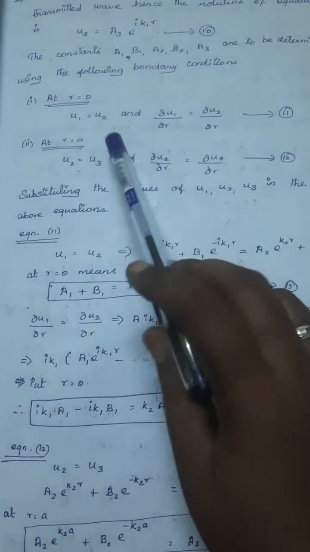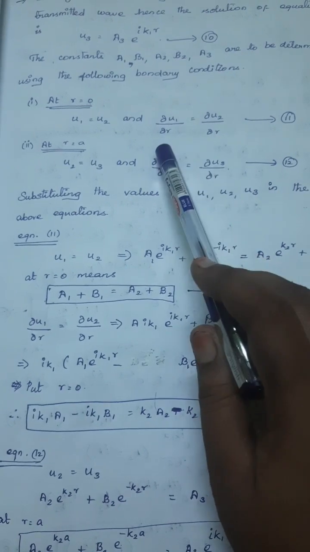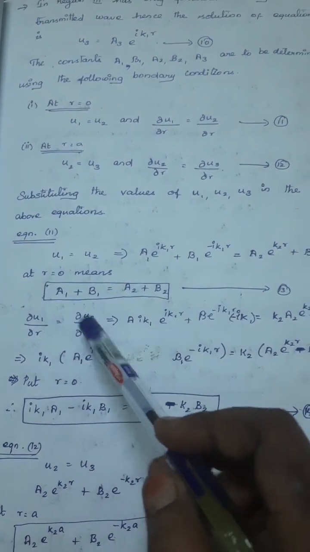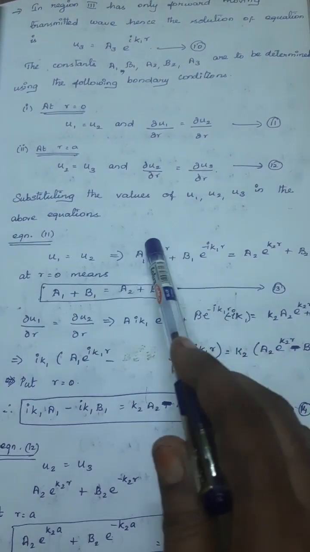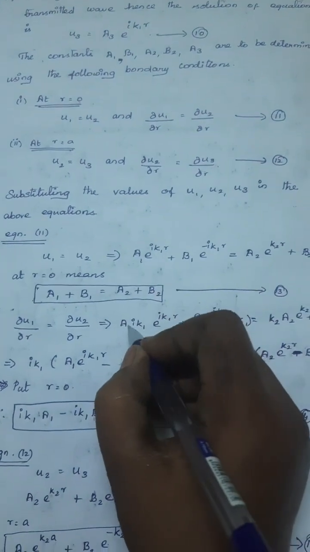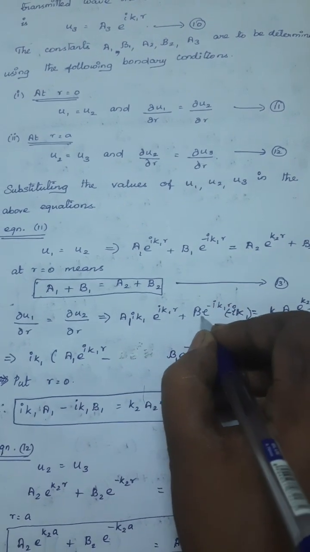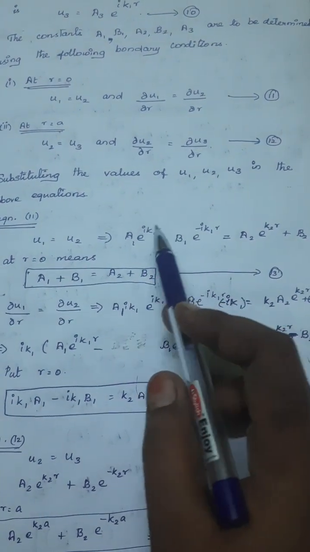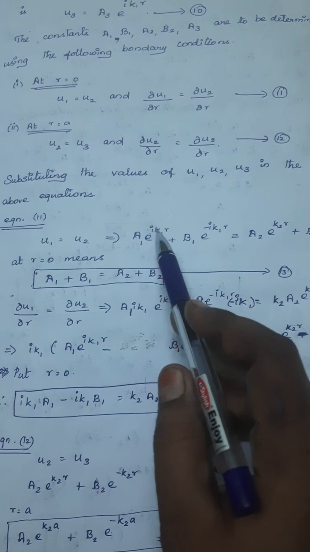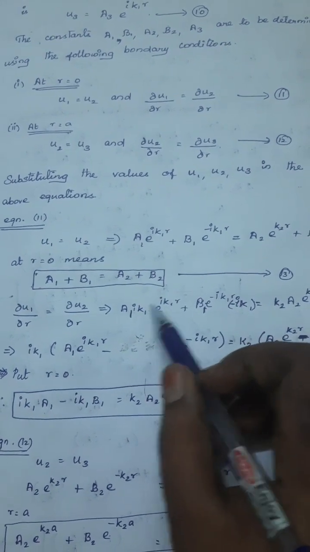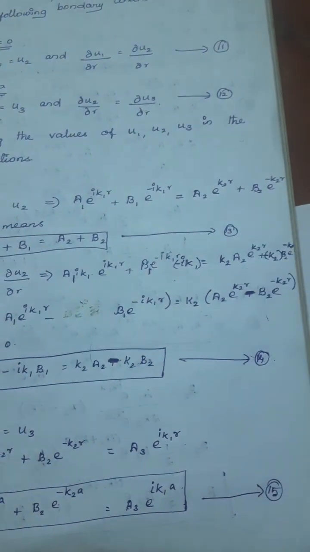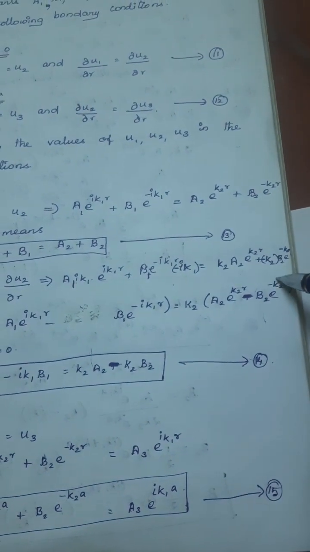Then the corresponding other boundary condition, dou u1 by dou r is equal to dou u2 by dou r. In our case, the u1 value is differentiated. a1 is the constant, so it is simply a1, and b1. Then e power ik1r is differentiated: e power ik1r, then the power is differentiated, simply ik1 into 1. So ik1. In a similar way, this term is also differentiated, which is equal to this term differentiated, and this is also differentiated in this equation.